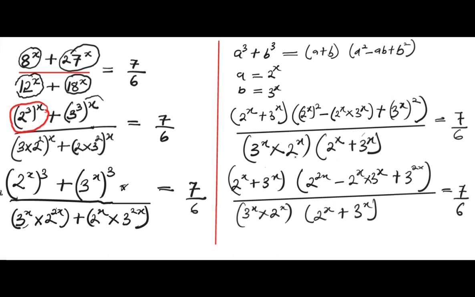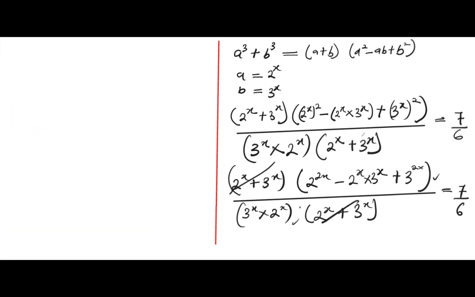So the next thing is, if you notice, this will surely cancel this, all right? So we are left with this and this. So let's continue on this part of the board, and I will just copy this, 2 raised to the power of 2x minus 2 raised to the power of x times 3 raised to the power of x plus 3 raised to the power of 2x, okay? Divided by 3 raised to the power of x times 2 raised to the power of x, okay? And this is equals to 7/6, okay?